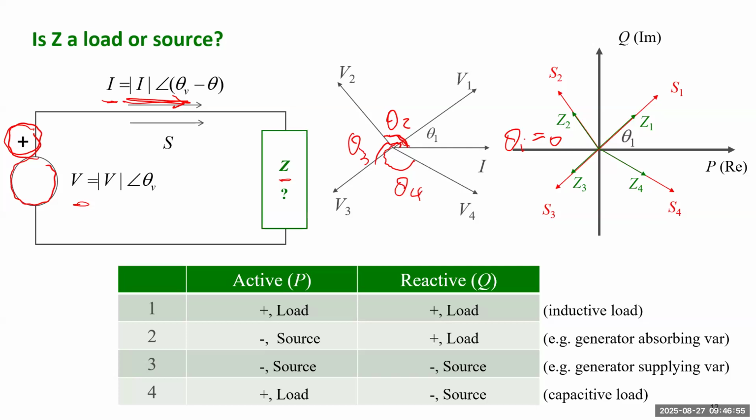The last one is actually an active load, but a negative reactive source. The first one corresponds to an inductive load. It's like a resistor connected with a reactor. And this one is like a generator, but which can absorb some reactive power. And this is a generator supplying some reactive power. We'll explain why the generator can switch between those two different operations. The last one will be a capacitive load, which is like a resistor connected with a capacitor. Any question?